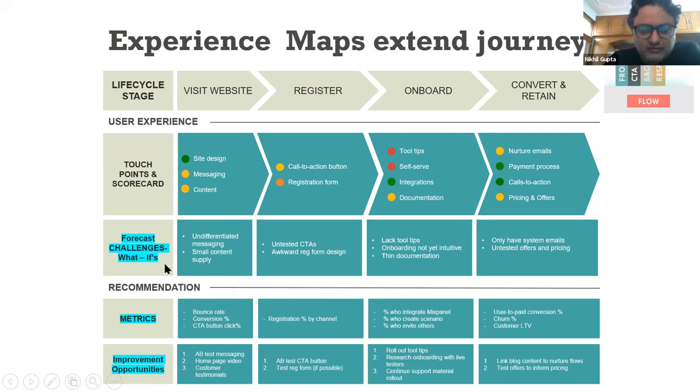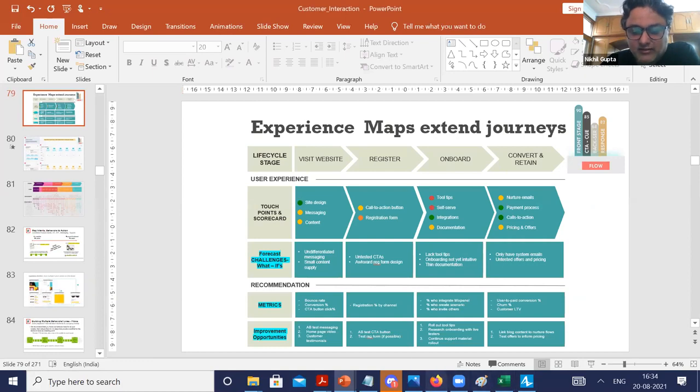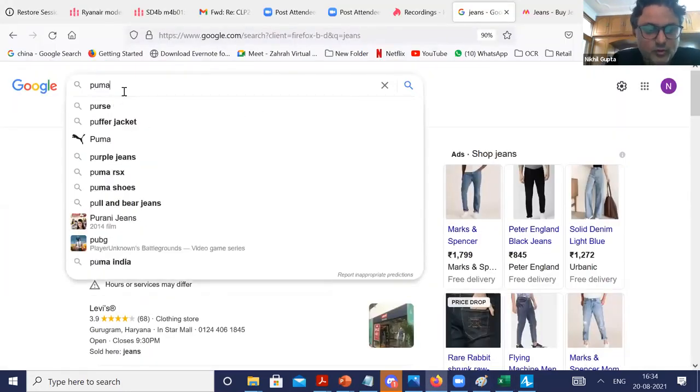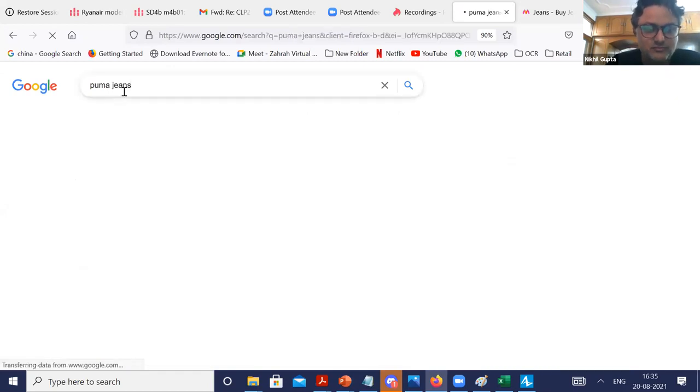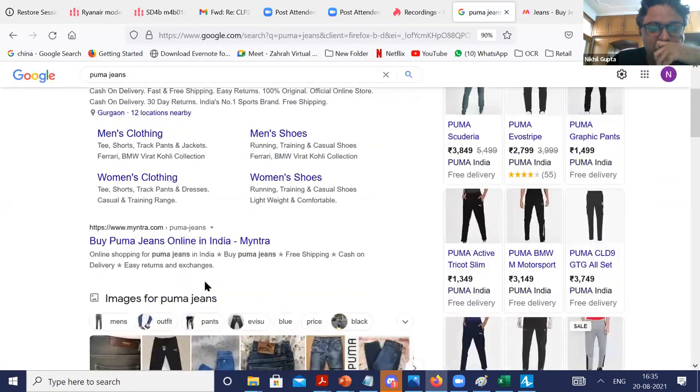And then you are forecasting the challenges. And for this, you have to know the interaction. How are they going to interact at that experience stage? How are they going to interact at the discovery stage? So let's say you realize the challenges at the discovery stage. Let's say I write Puma jeans. Maybe if I realize Puma jeans, I don't find anything because they're not a jean company as such.